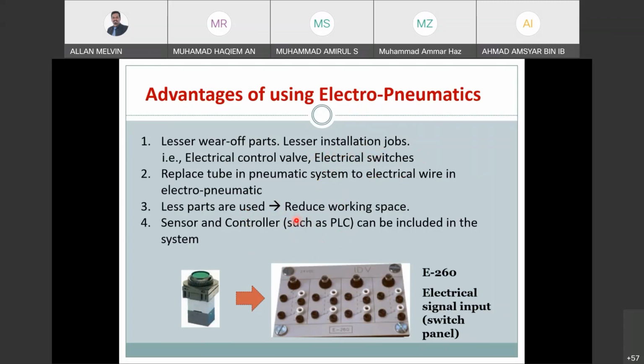Okay, so I think some of the industries have that, which is quite easy, because the technician does not need to be at the location unless there is an emergency. If not, from the house, the technician can operate and check. So those are some of the advantages of using an electro-pneumatic system.